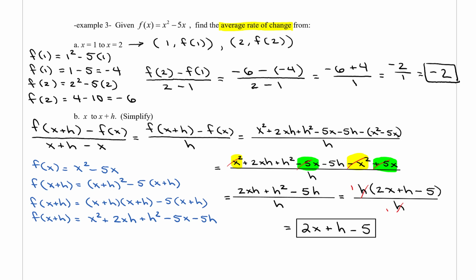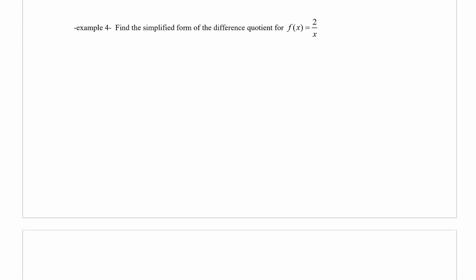All right, we're ready to move on to our next example. Let's go on to example number 4. Find the simplified form of the difference quotient for f of x equals 2 over x. I'm going to recopy my function, f of x equals 2 over x, and beneath it I'm going to write f of x plus h is equal to 2 over x plus h. We're just substituting x plus h in place of x. Now we're going to substitute into that difference quotient. So remember the difference quotient.